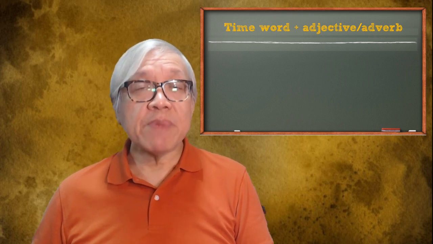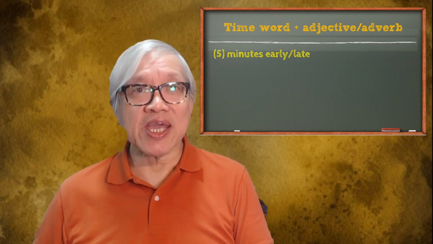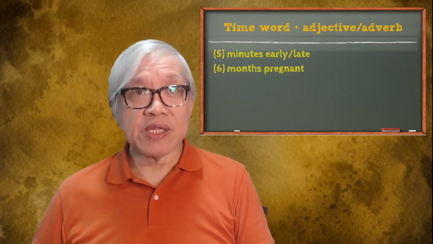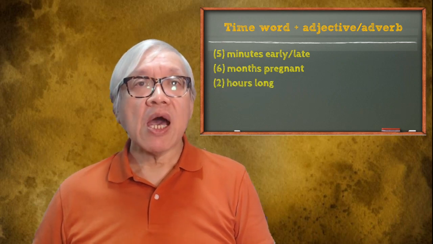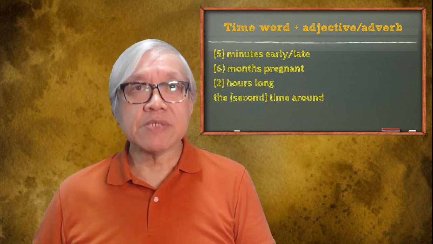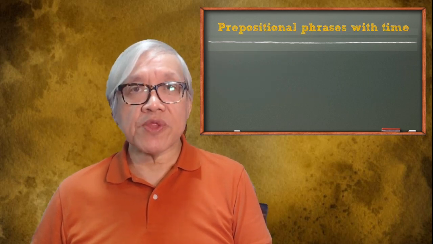A time word plus an adjective or an adverb. So you're 5 minutes early or you're 5 minutes late. Better be 5 minutes early. 6 months pregnant, only for the ladies. 2 hours long, the second time around. So here are some prepositional phrases with time.